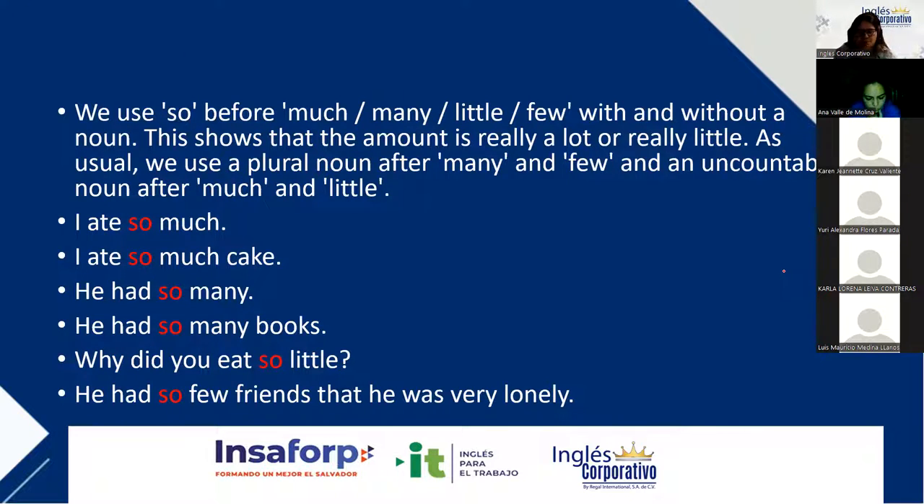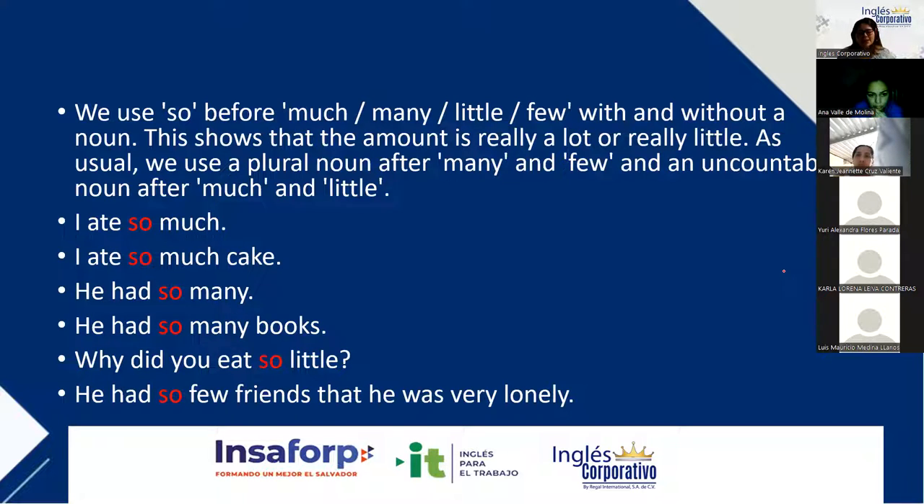O sea, comí mucho, comí demasiado. Right? I ate so much. O sea, comió demasiado, demasiado de todo. ¿Ya? Comí demasiado. I ate so much. Pero comí demasiado pastel. I ate so much cake. ¿Ya? He had so many. Ya aquí ya saben, ya están dentro de un contexto. Right? To say, then he had so many. So many qué? He had so many books. O sea, tenía tantos. Pero él solo usamos así como que tenía, pero tantos libros.